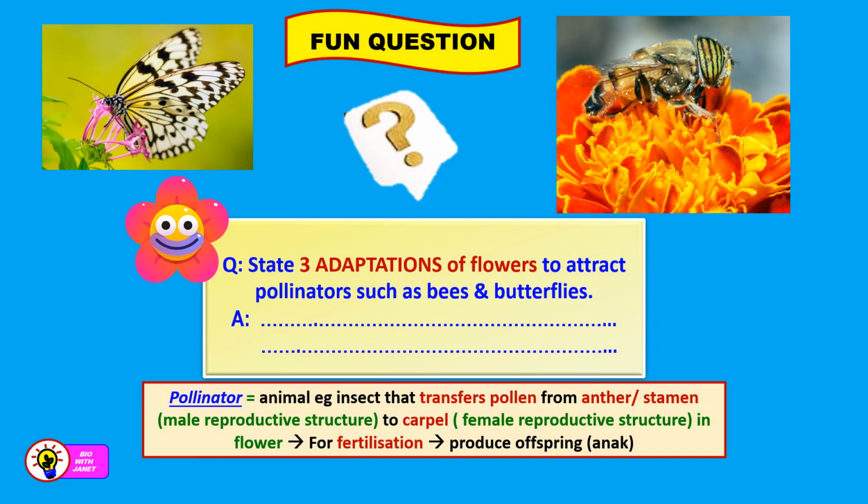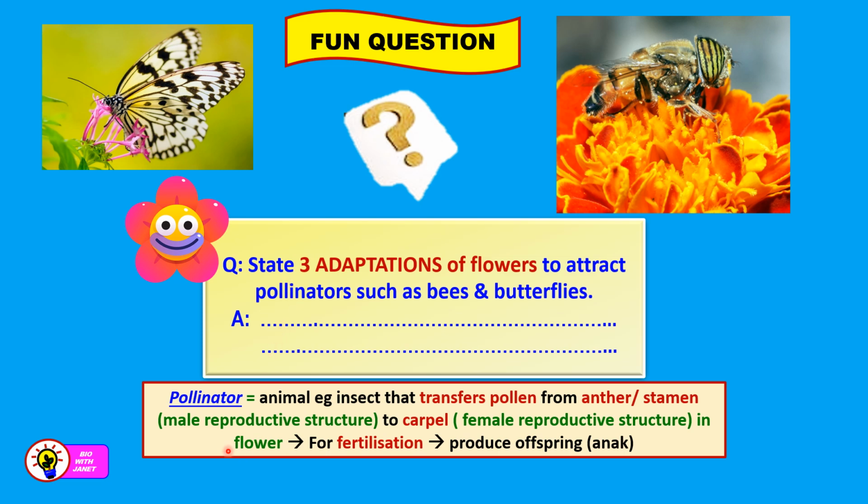Now, here's a fun question, first of all. You can try to find the answer as we go along, as we discuss more about this topic. Now, the question is, state 3 adaptations of flowers to attract pollinators, such as bees and butterflies. Okay, 3 adaptations or 3 characteristics of flowers to attract the pollinators.